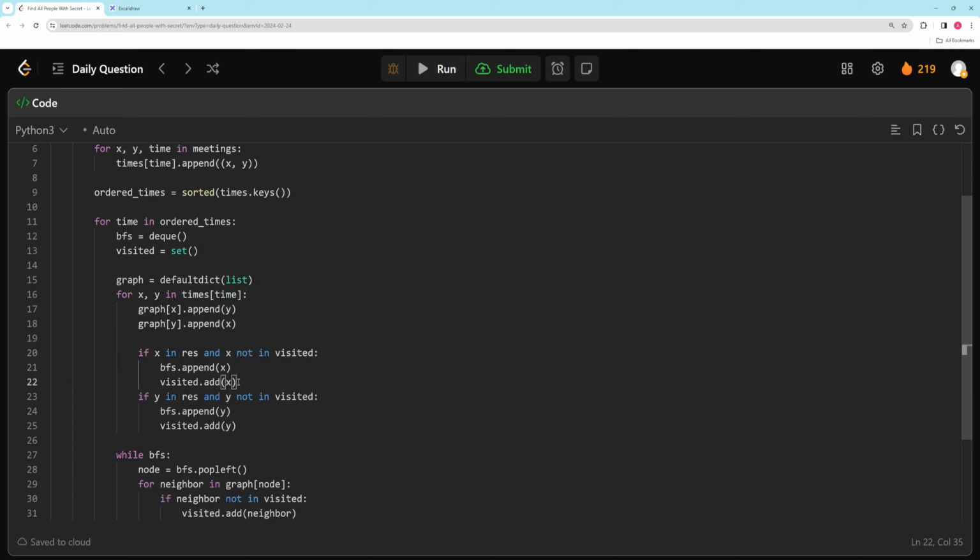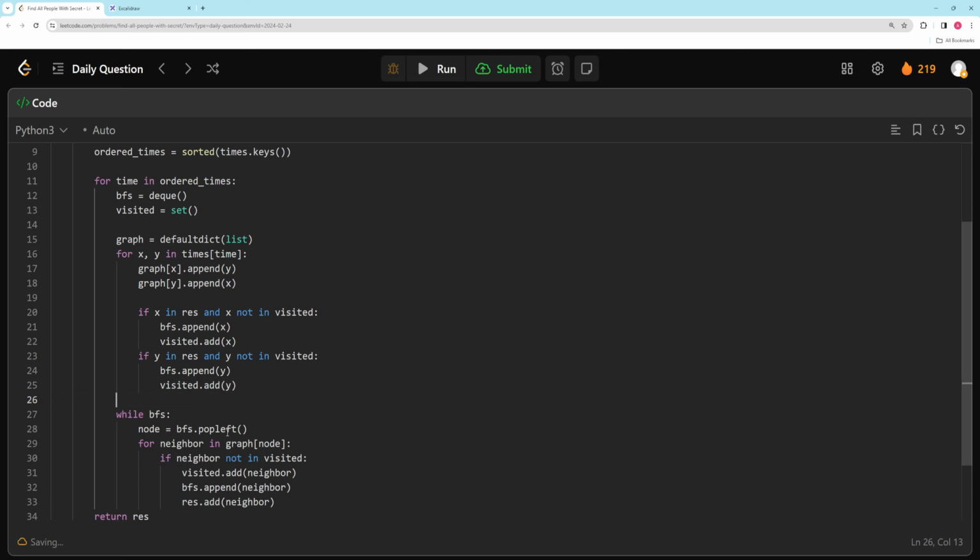You don't need to wait till you remove it because it's first in, first out. So add everything to visited right when you put it into the BFS. That's what I did here. Same thing for Y. If Y knows the secret and we haven't visited Y yet, we'll add Y to the BFS. This ensures that, let's say 1 and 2 know the secret, if you have 1, 3, 1, 5, 1, 6, and so on, you don't want to put 1 into your BFS 3 times, right? You only need to put it in once.